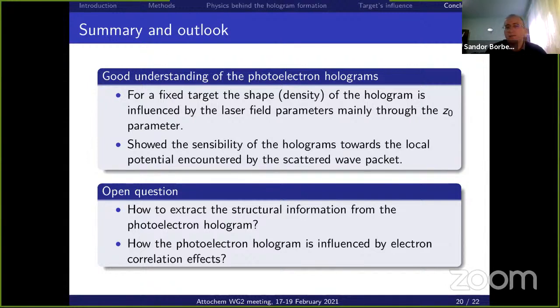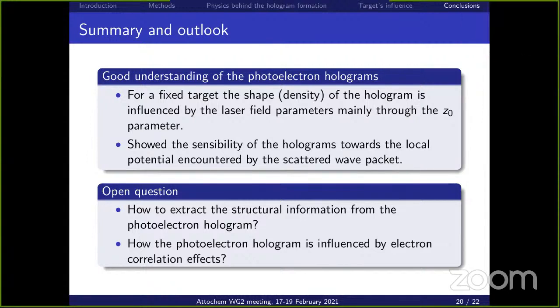Now I will arrive at the end of my talk. We can say that we have a very good understanding of how the photoelectron hologram is formed. We know how the laser field is influencing the density of the interference pattern. We showed that the photoelectron hologram is target sensitive and is not influenced too much by the initial state's angular symmetry.